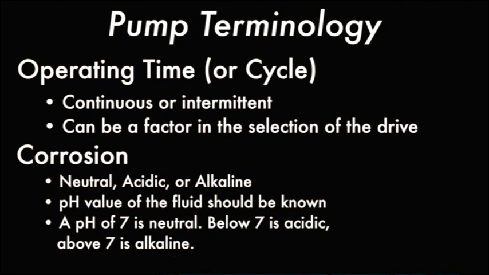Operating time, or the operating cycle of the pump, should also be considered. Whether the pump is to run continuously or intermittently can be a factor in the selection of the drive. Corrosion, whether the fluid being pumped is neutral, acidic, or alkaline, should be considered when selecting the proper materials of pump construction. The pH value of the fluid should also be known or determined. A pH of 7 is neutral, below 7 is acidic, and above 7 is alkaline.